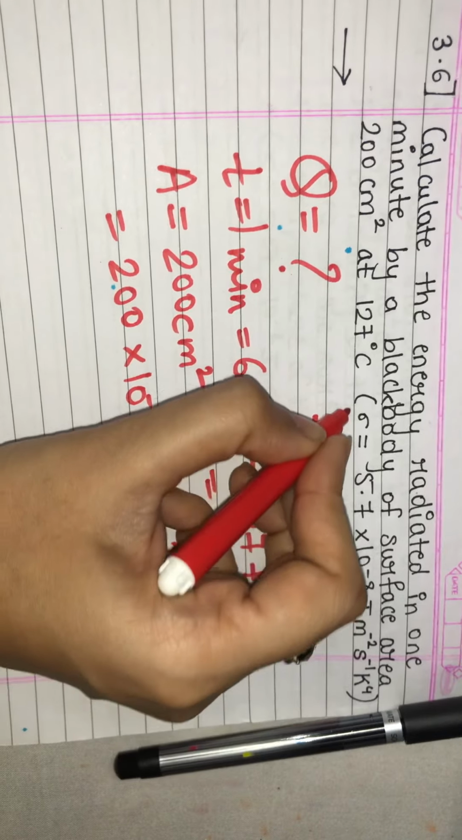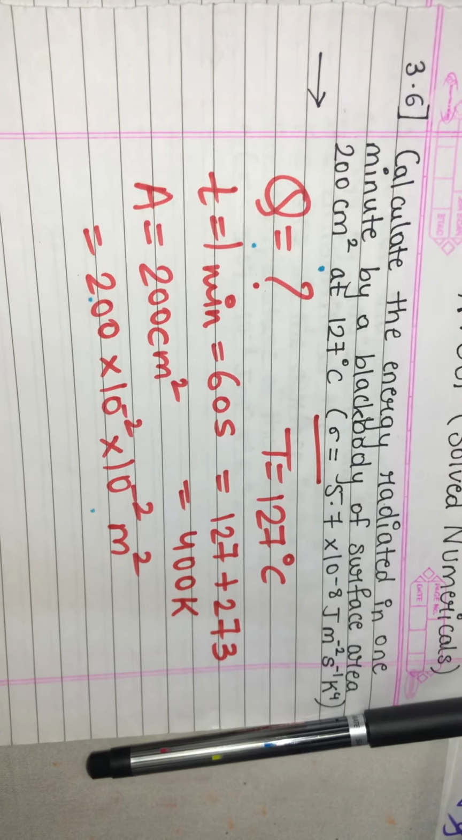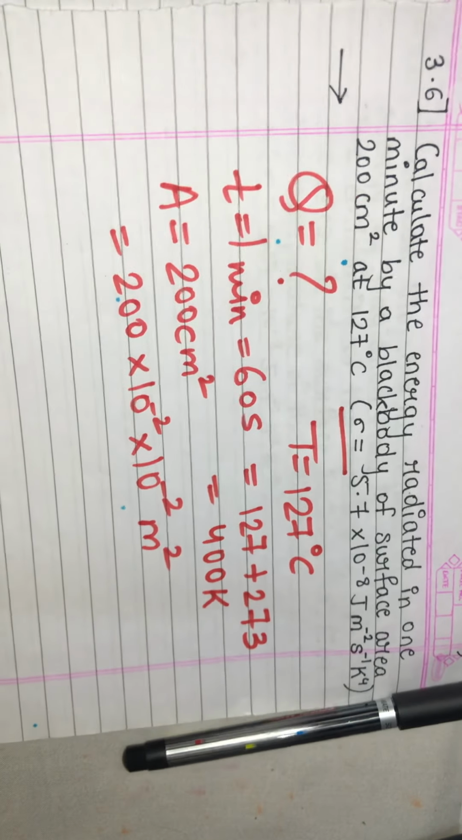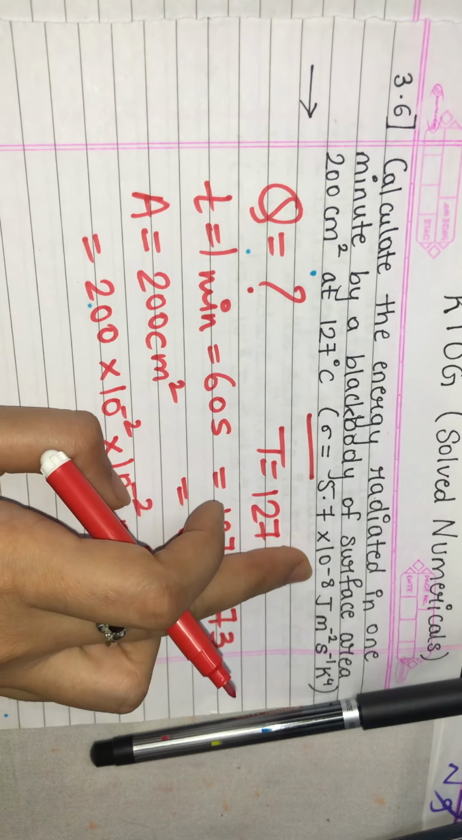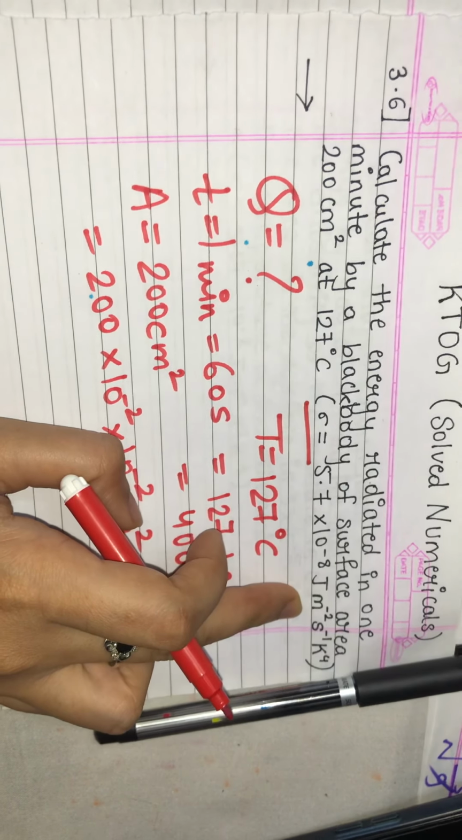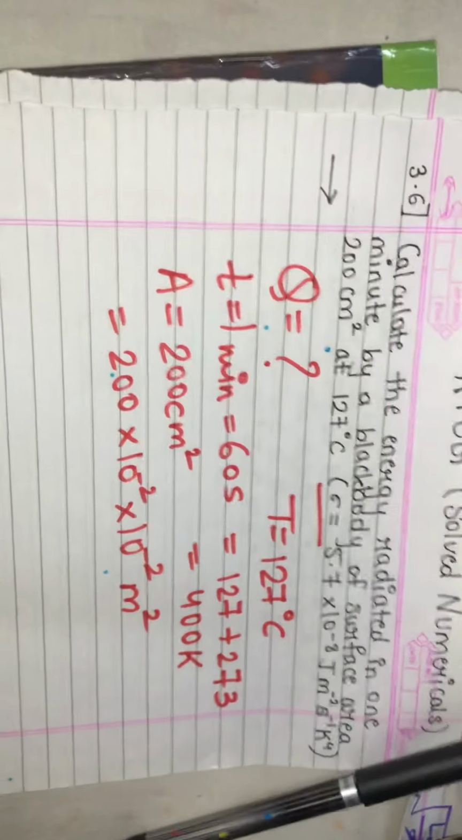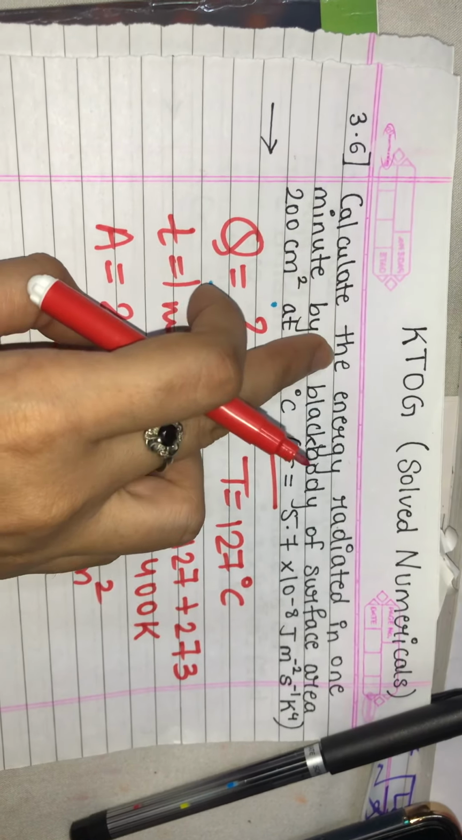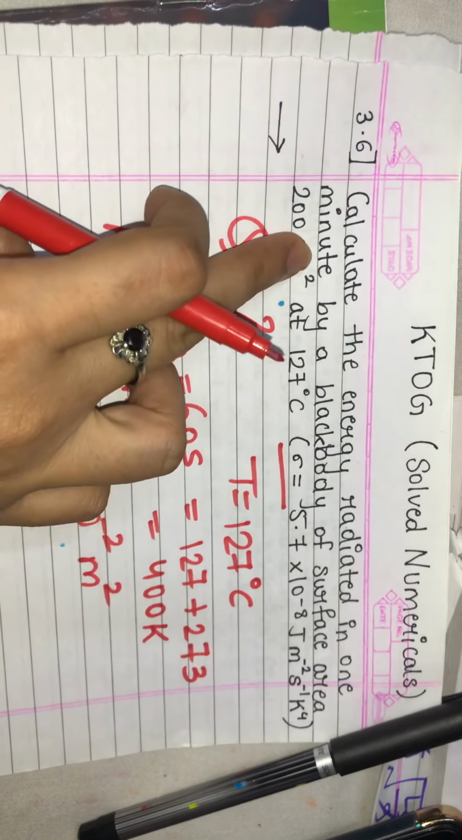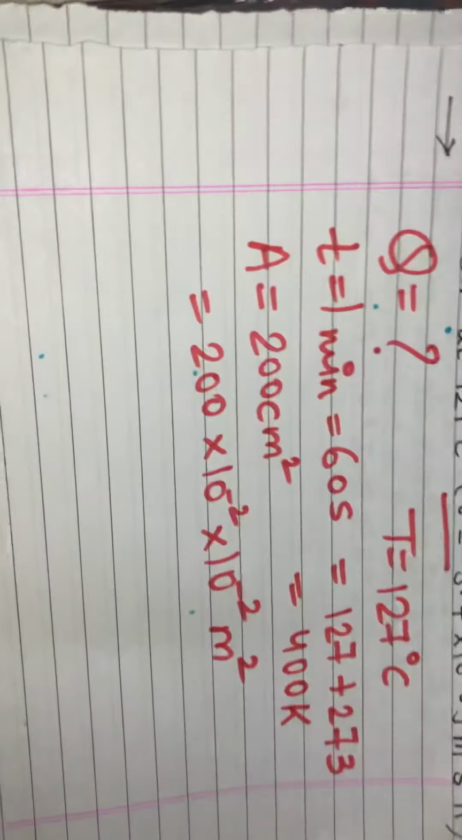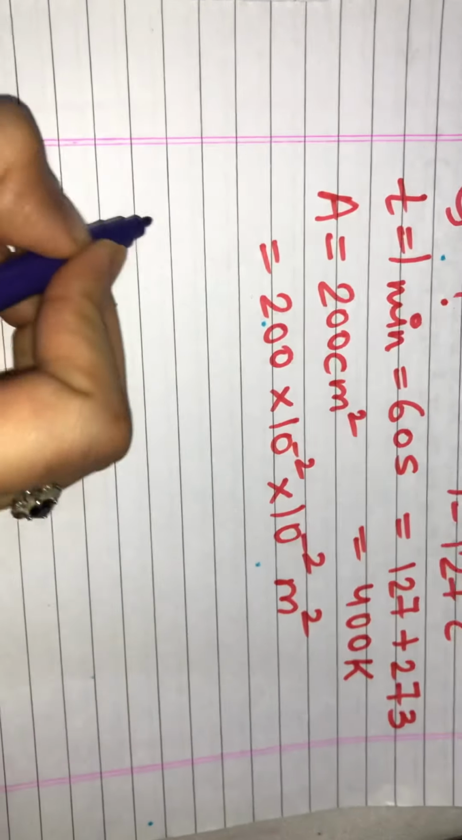Next, what is given to us? Sigma, that is Stefan's constant, and that value is given as 5.7 into 10 raised to minus 8 joule per meter square per second per Kelvin raised to 4. So we want to find out the energy radiated in 1 minute by a black body. We have the formula for emissive power of the black body.